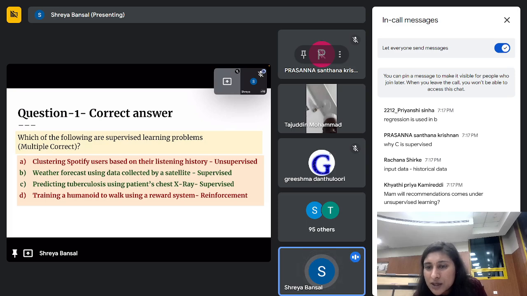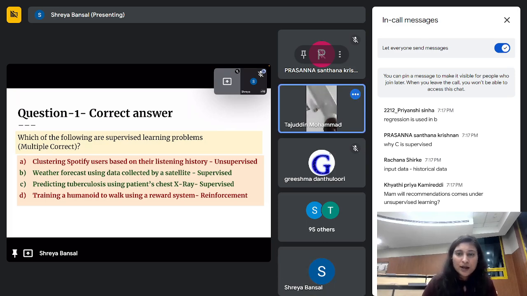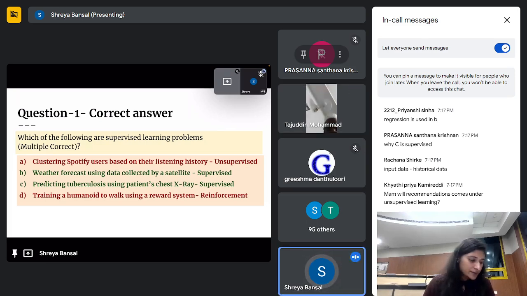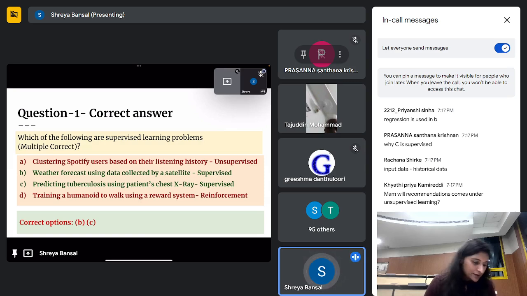Ma'am, do recommendations generally come under unsupervised learning? Yes, true. Okay, let's move to the next question. So options B and C are correct.